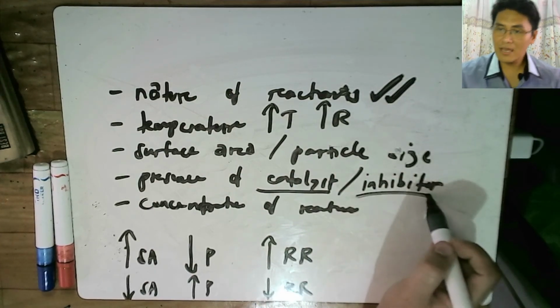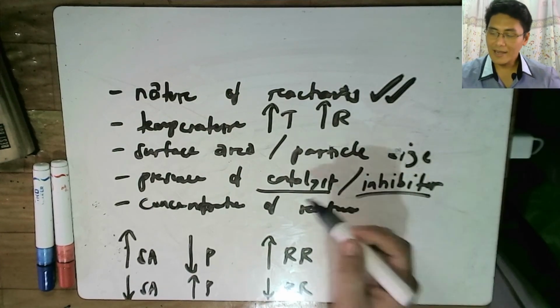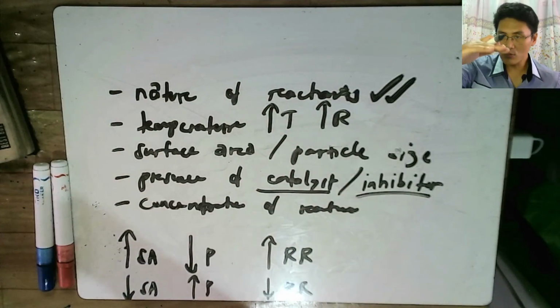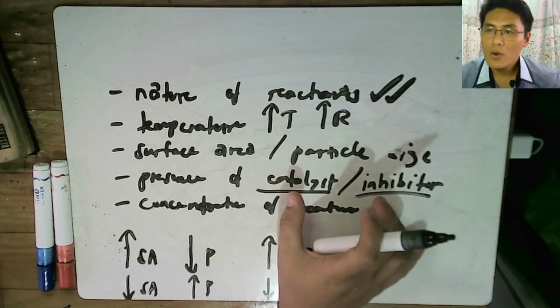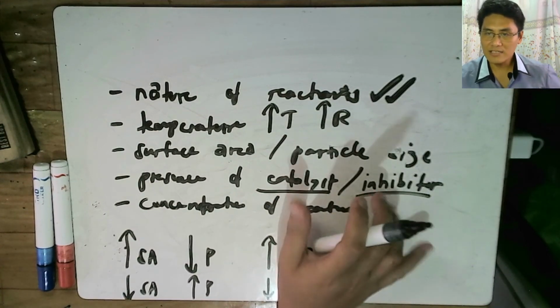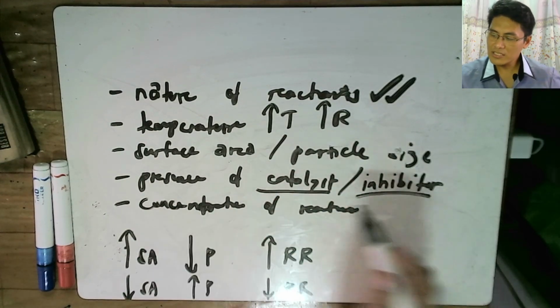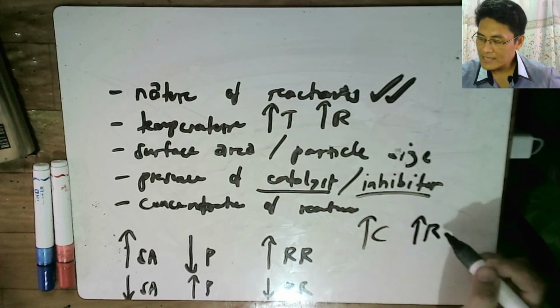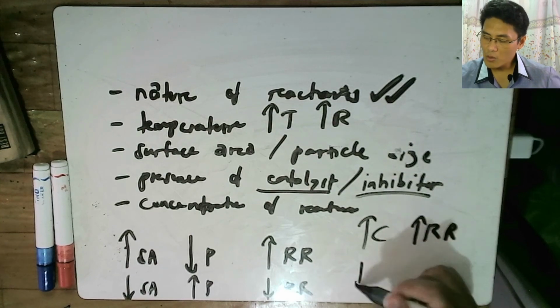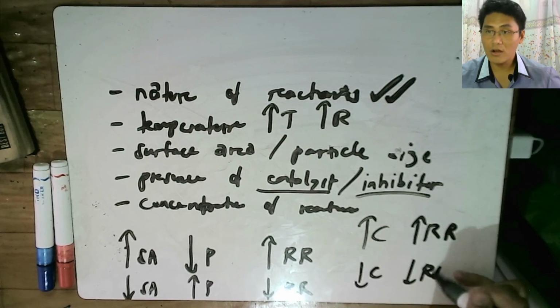The presence of a catalyst will make the chemical reaction faster. An inhibitor makes the chemical reaction slower. Why? The catalyst makes the energy requirement lower. The inhibitor makes the energy requirement higher. And again, there are many ways to imagine how the catalyst and inhibitor do that. For the concentration, the higher the concentration, the faster the rate of reaction. The lower the concentration, the lower the rate of reaction.